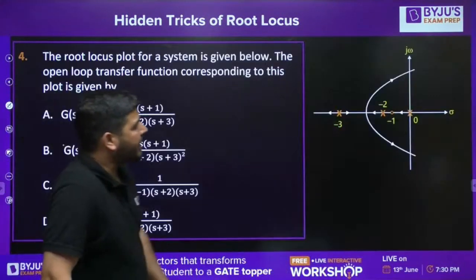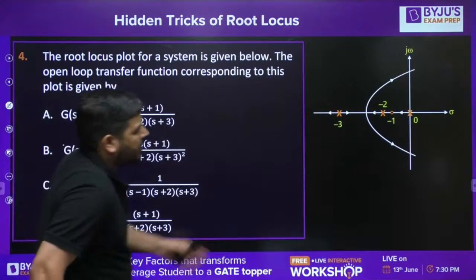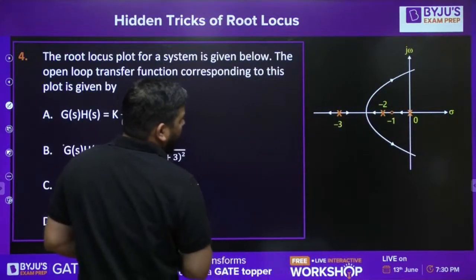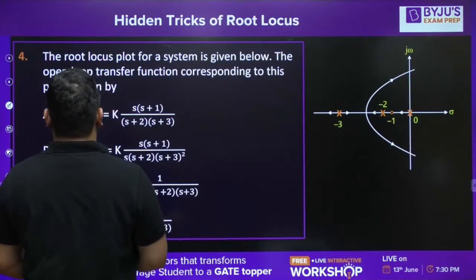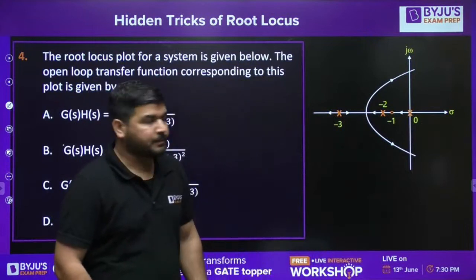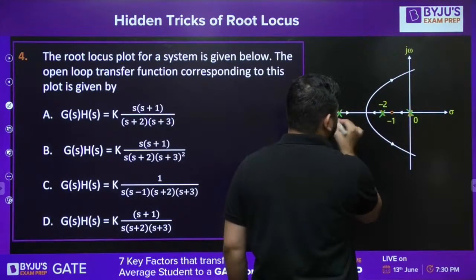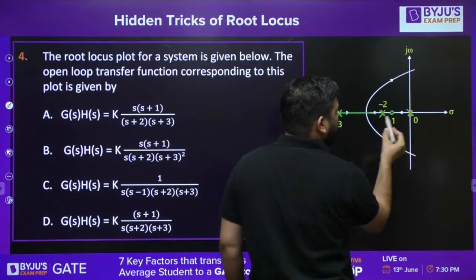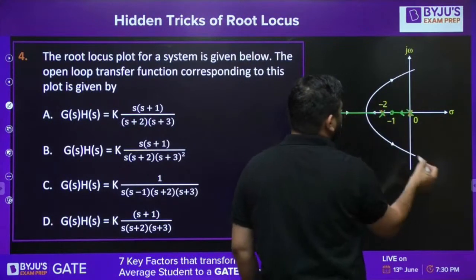Okay, let's come to the next question, guys. The root locus of a system is given below. There is one system whose root locus is provided to us, and we have the open loop transfer function corresponding to it. One pole is here, one pole is here, one pole is here, and one zero is this. So you can see that this will be part of the root locus and this will be part of the root locus. So this pole will merge here and this pole will go to infinity.